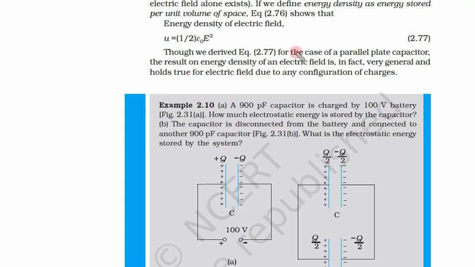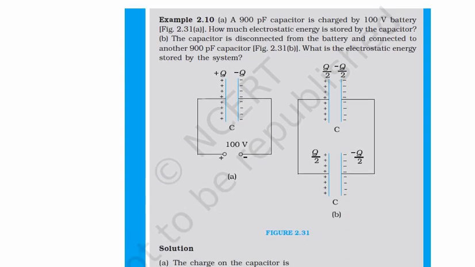So here is a general remark. Though we have derived this equation for a parallel plate capacitor, the result on energy density of an electric field is in fact very general and holds true for the electric field of any configuration of charges. So what they are saying is we have derived this relation for a parallel plate capacitor, but it holds true for electric fields of other configurations of charges as well. So this always remains the same. However, we have derived it only for the special case of a parallel plate capacitor.